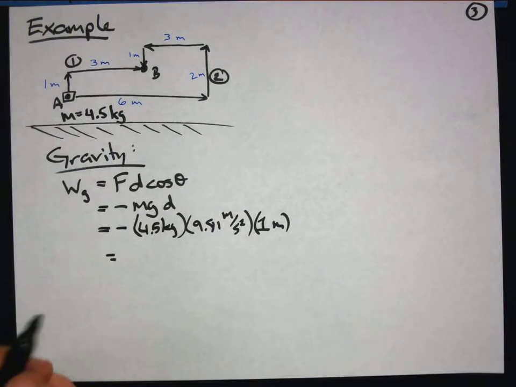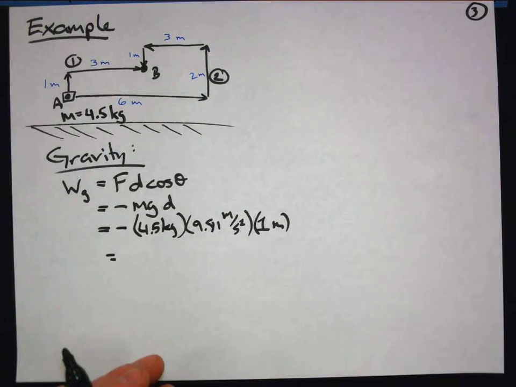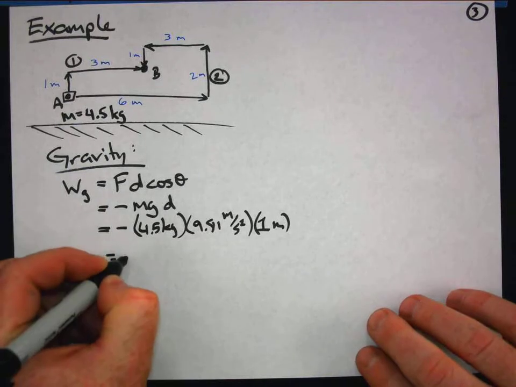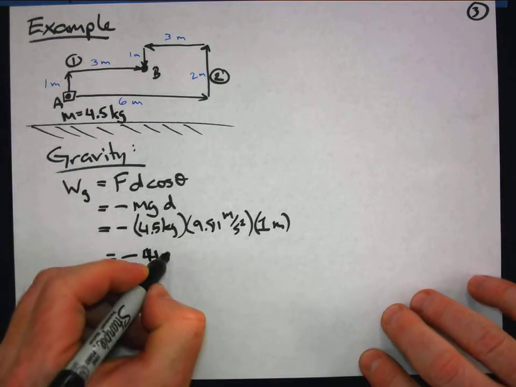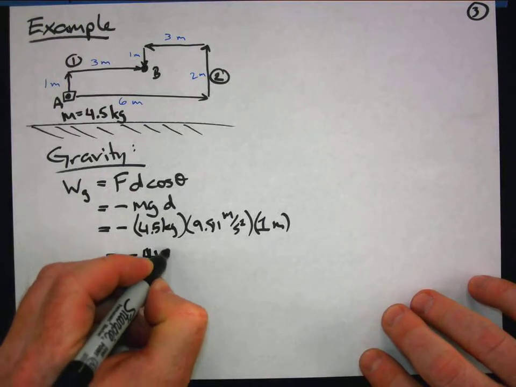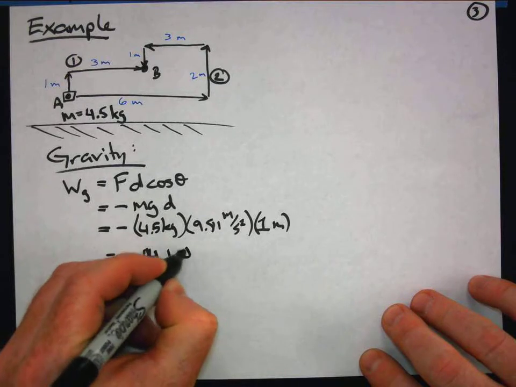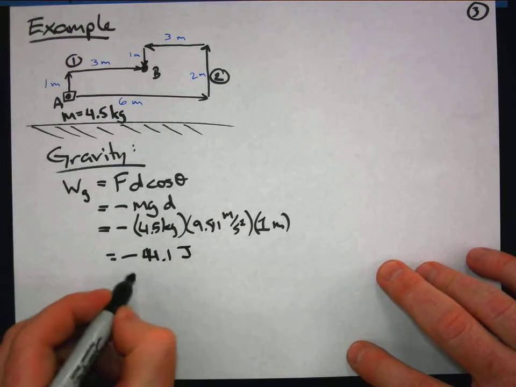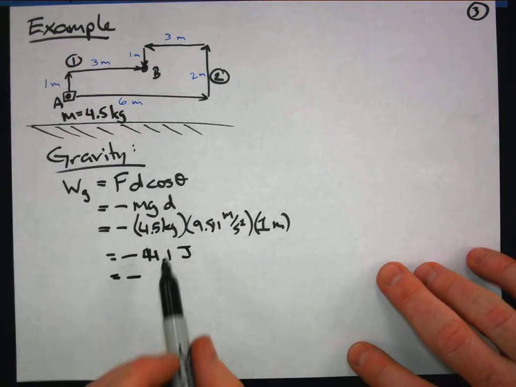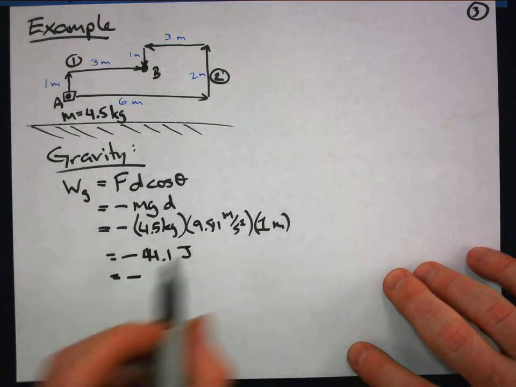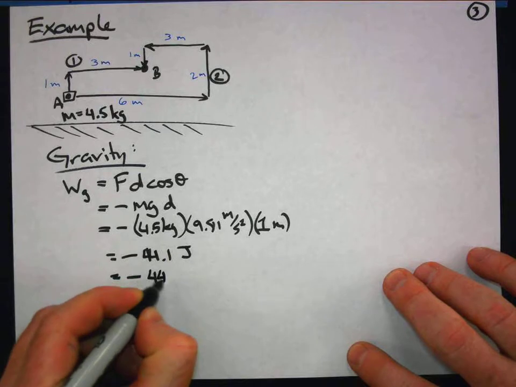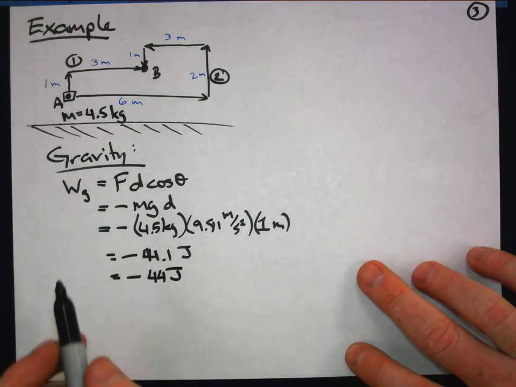Handy dandy calculator. Round numbers, 44.1 joules of work. Actually, what I ought to do is take a look at sig figs. I got 2 sig figs, well, really 1, I guess. Let's call that 1.0. Let's give us 2 sig figs here. 44 joules of work done by gravity, just in the first segment here.